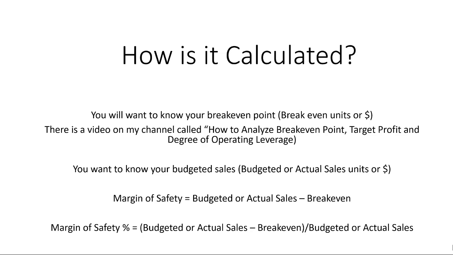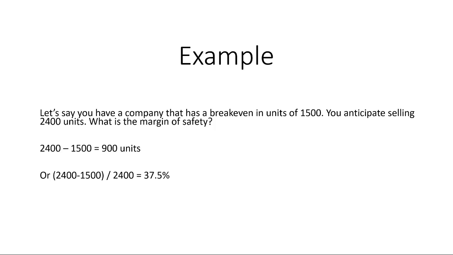So we'll go through an example here with numbers. Suppose you have a company that has a break-even in units of 1,500 units. You are anticipating selling 2,400 units. So what is the margin of safety? The margin of safety is 900 units. That's how many units that you could lose without actually losing profit. So the 2,400 that you anticipate selling minus the 1,500 break-even units is what gives you the 900 units. In order to calculate a percentage, you take the 2,400 minus 1,500 and divide by the 2,400, and that gives you a 37.5% margin of safety.